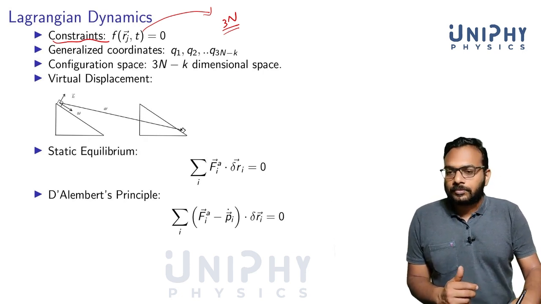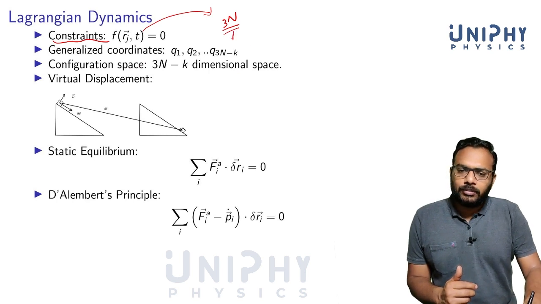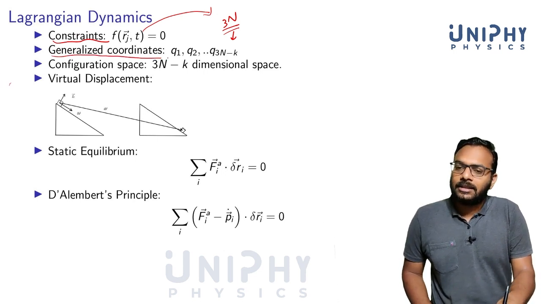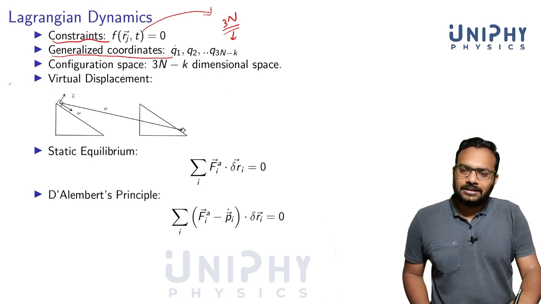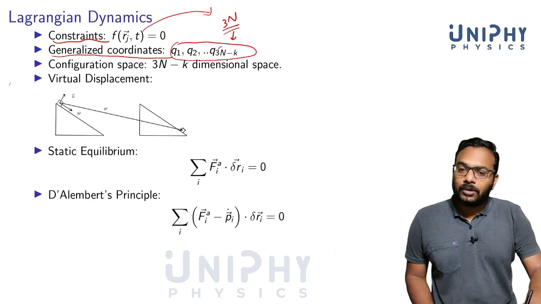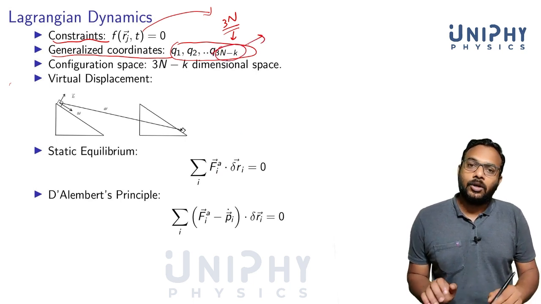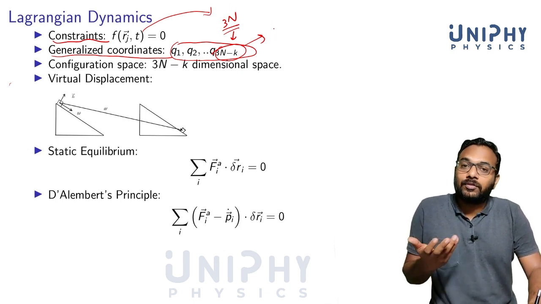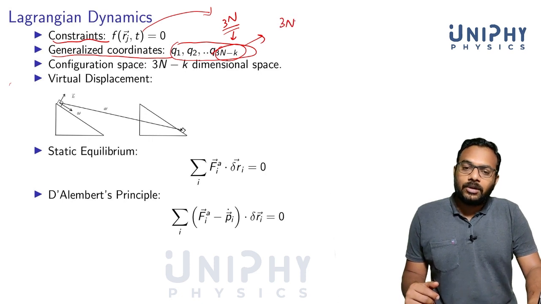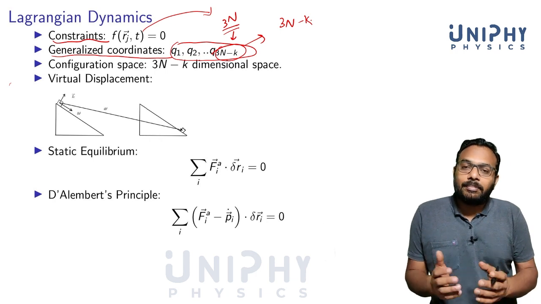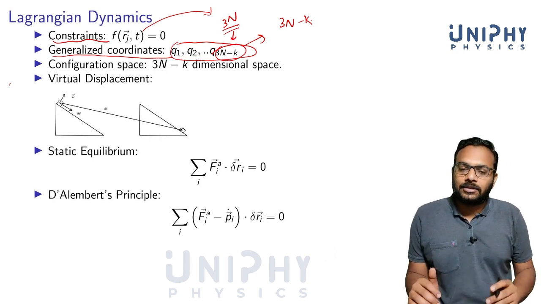Right? So to avoid this problem, to make all the coordinates independent, what we do is that we introduce a set of coordinates called generalized coordinates. Okay, and we generally write them as q1, q2 up to q_{3n-k}, and we see that there are only 3n minus k independent coordinates. All right, because there are k constraint equations, k relations between the coordinates, we can only find 3n minus k generalized coordinates, or independent coordinates, or 3n minus k degrees of freedom.